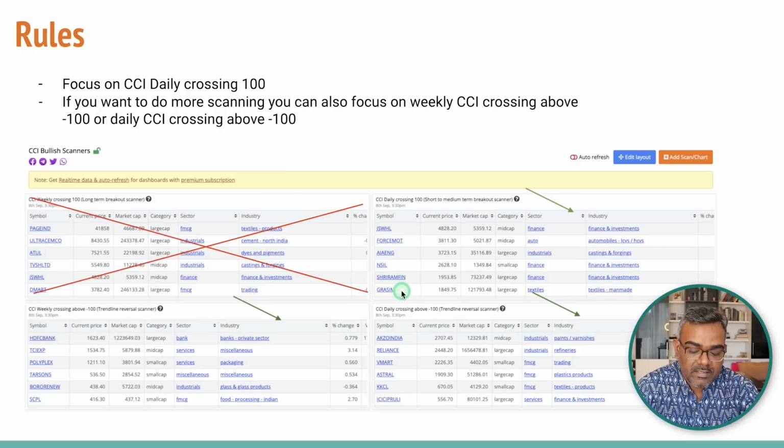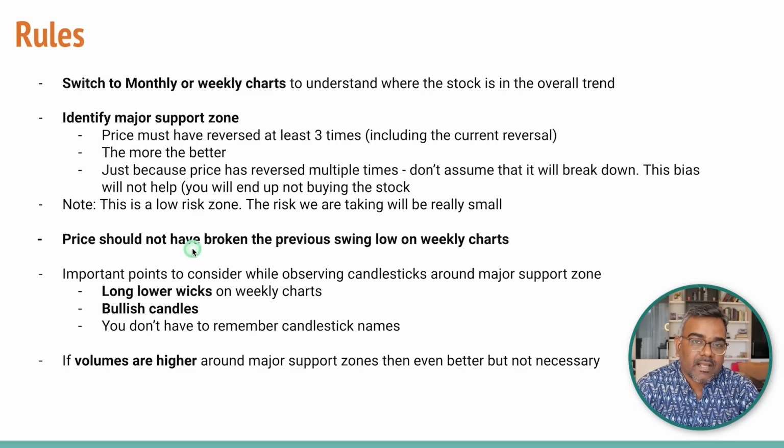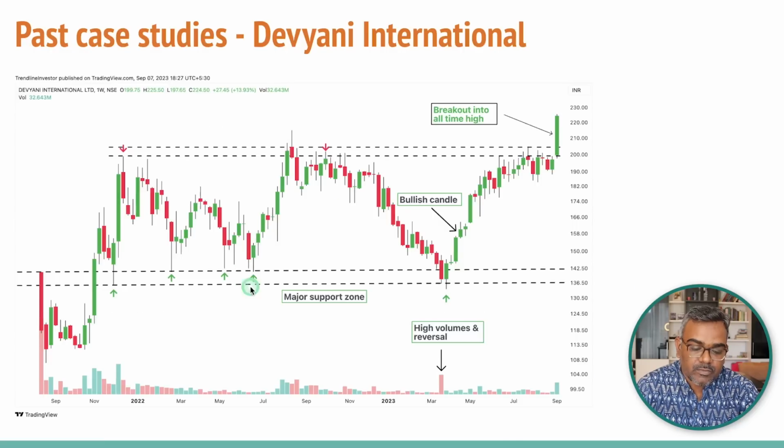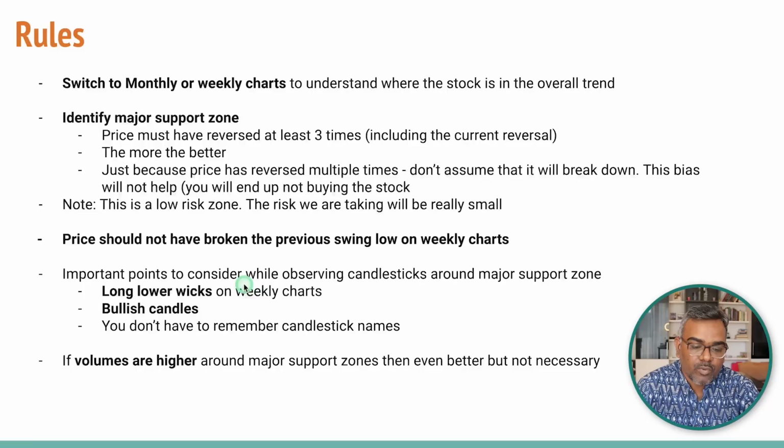So that's what I mean by saying price should not have broken the previous swing low. So this is the previous swing low, and the price never broke this. This time when it came down, it did not really go below this zone. It did not close below that, right? So that's very important to note.